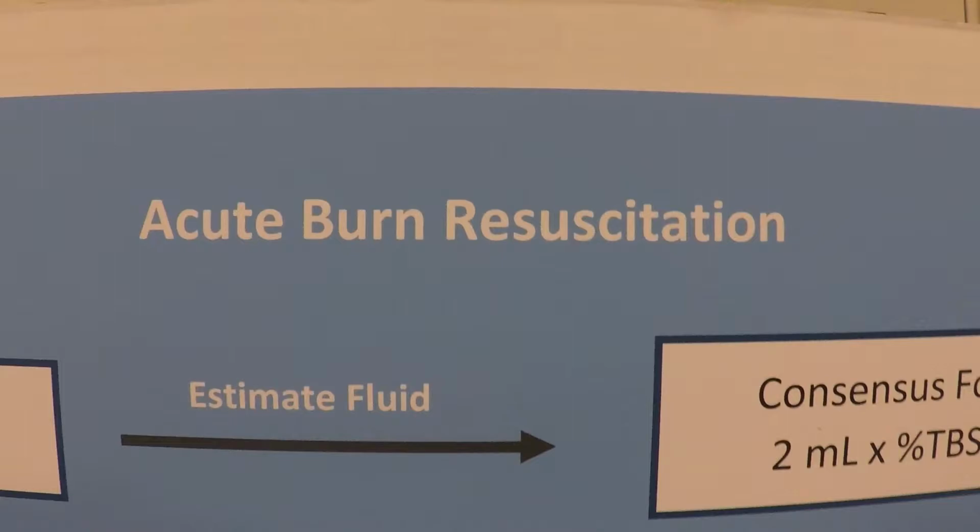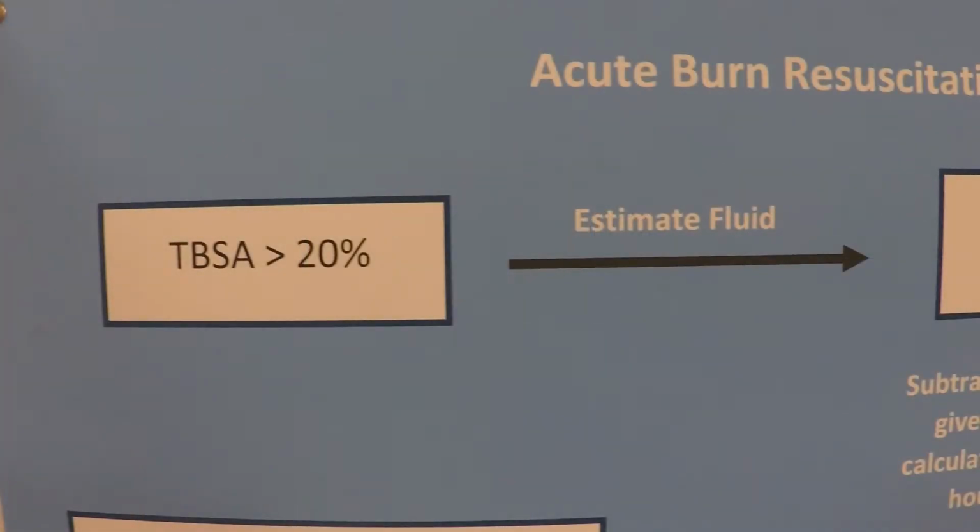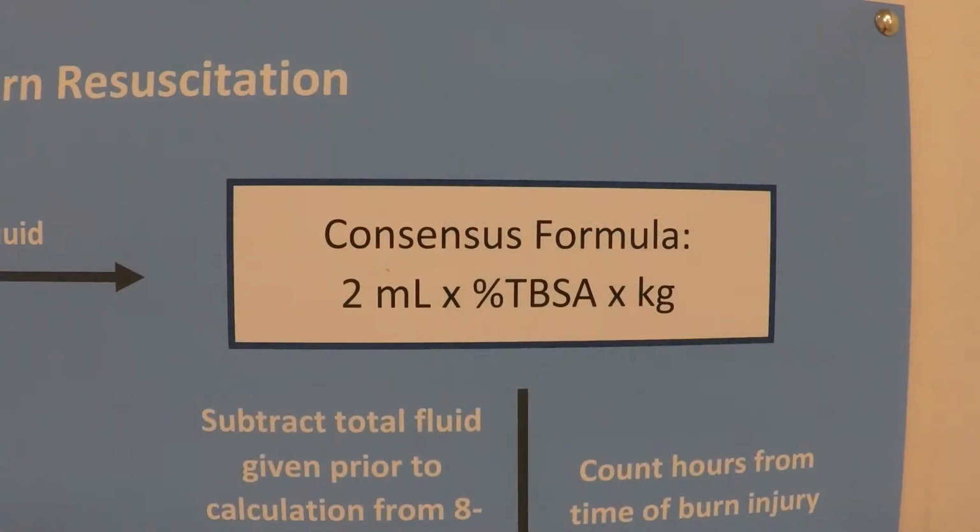So if you look at the board here, you can see the flow chart for the path of the patient for acute resuscitation. They come in as a trauma alert. If their TBSA is greater than 20%, we're going to calculate their fluid needs because these are the patients who are going to have the highest requirements for fluid resuscitation.